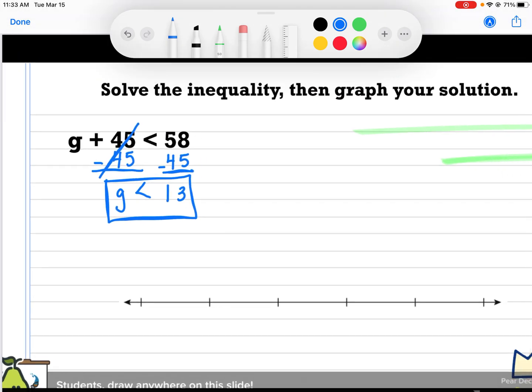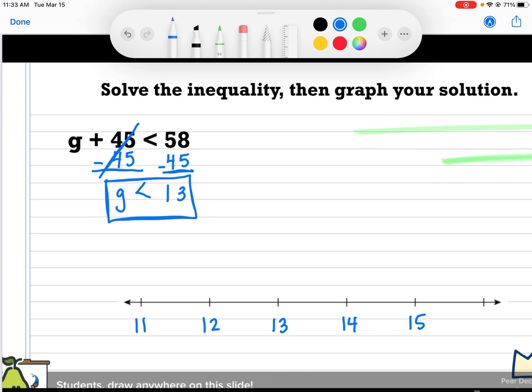And now that I have an isolated inequality, I can graph. Before I solved that, I wouldn't be able to graph because I need to know what that isolated number is. So I'm going to put that isolated number 13 near the center, and I'm just going to build up a few, and I'm going to build down a few values.